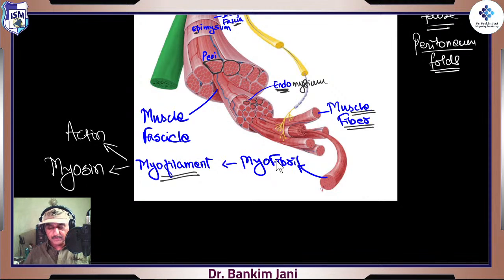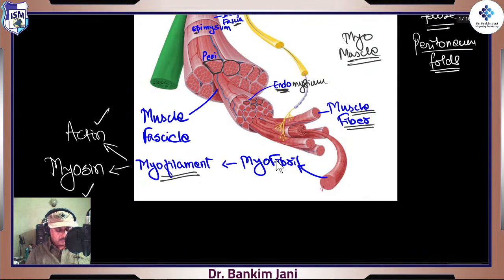Everywhere myo means muscle, right? Myo is muscle. So this particular muscle finally has the myofilament, and these are actin and myosin. These are the two filaments which are the proper components of how the muscles really contract.